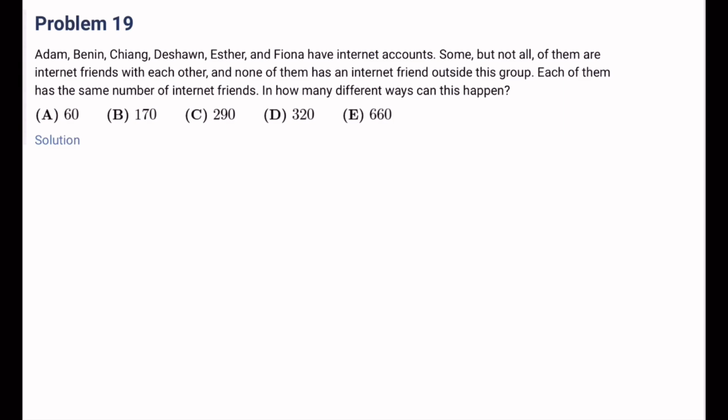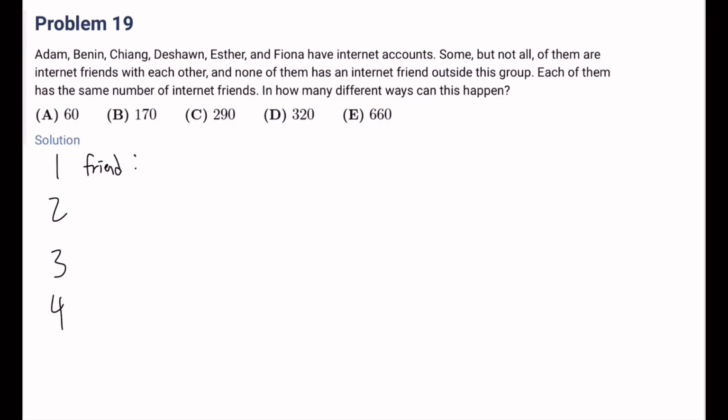Some but not all of them are internet friends with each other, and none of them has an internet friend outside this group. Each of them has the same number of internet friends. How many ways can this happen? Okay, since some but not all of them are internet friends, and none of them has an internet friend outside this group, each person can have 1 friend, or 2 friends, or 3 friends, or 4 friends, and not 5 friends, because not all of them are friends. So we only have these 4 ways.